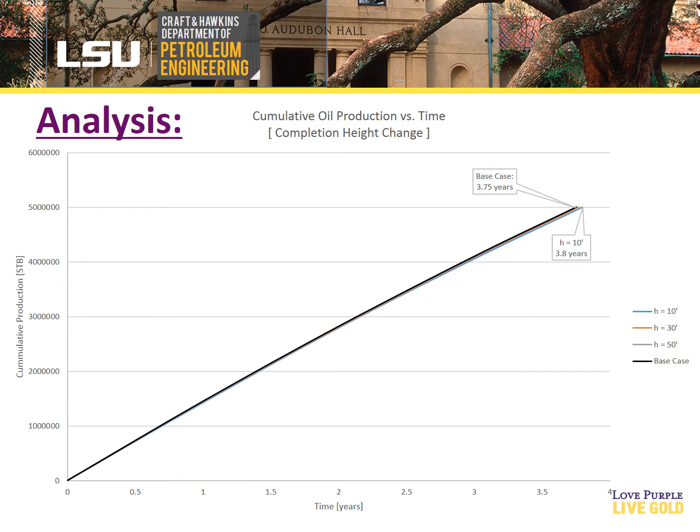This graph represents a change in the height of the completed zone in the producing reservoir. The base case represents a full completion of 80 feet, and we used intervals of 10, 30, and 50 feet of completed reservoir surface. At the low end of 10 feet, it only extended the life of the reservoir by 0.05 years, which is approximately 2 weeks.